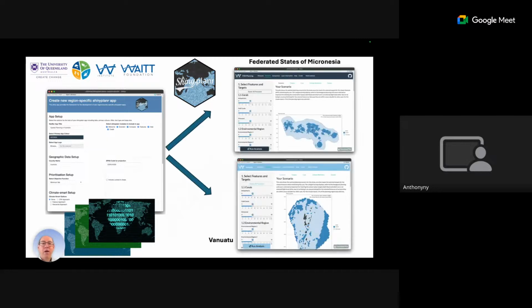The data is pre-processed, so we've got to do that offline, but we can then use that app to generate specific apps in a matter of seconds for different countries. So here, Federated States of Micronesia in the Pacific, or Vanuatu, and we can then run different prioritizations bespoke for those different regions. And then Wait goes in the field and works with stakeholders to decide on what their marine spatial planning will be.